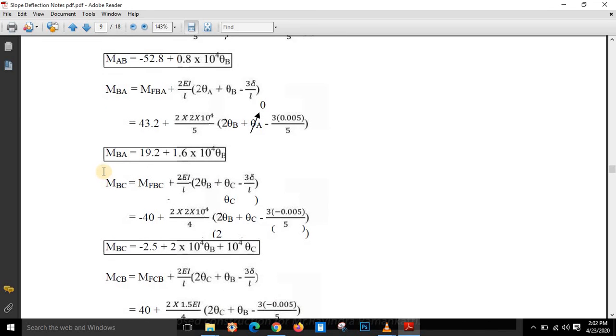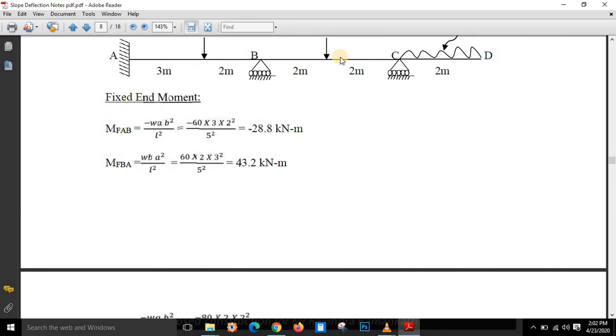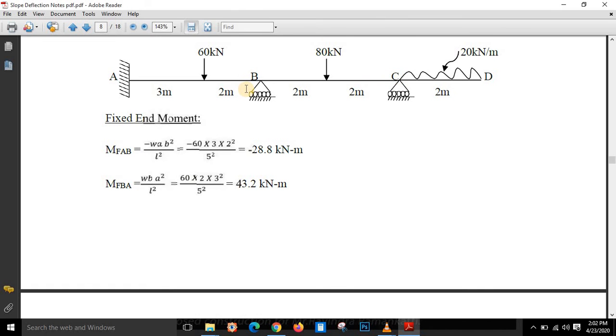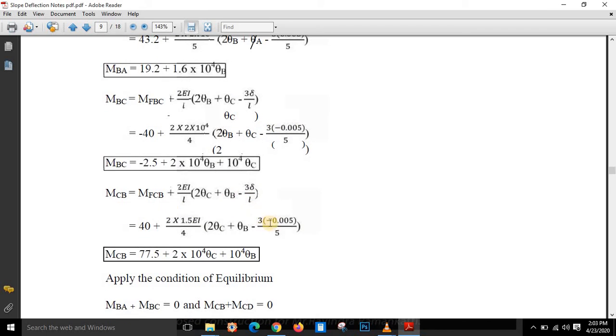Next, you can see if I consider the span BC, this term should be positive, because if I consider the span B and C, B is a left support. If left support sinks, this should be positive. So finally we have considered delta as a negative, and negative plus negative we have made it as a positive. So it is MBC. Remember, this is a very important point. Next, you can see again negative they have made it as a positive as this span is BC.